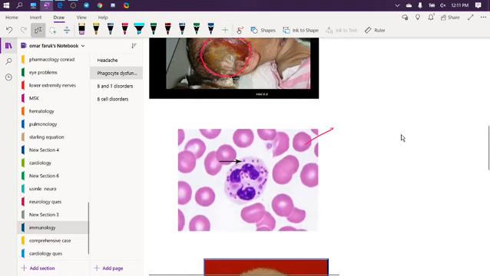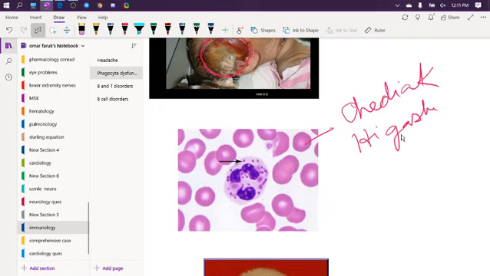Next disease is Chediak-Higashi syndrome. In Chediak-Higashi syndrome, there is a defective LYST, lysosomal trafficking regulator gene. So there is microtubule dysfunction, and in here there is a defect in phagolysosome fusion.